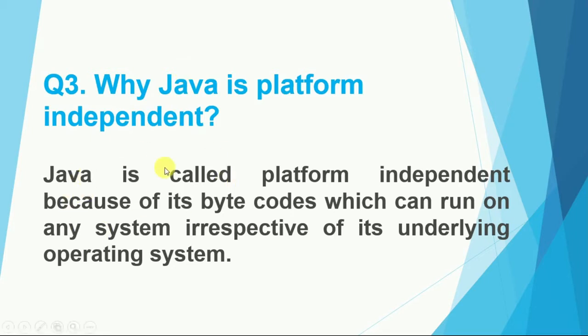So we first write Java code and execute it. By this, the bytecode of that particular Java program can run on any system irrespective of its underlying operating system by using the JVM. So the JVM helps us to run our Java program anywhere, on any system irrespective of its underlying operating system. I hope you understood.